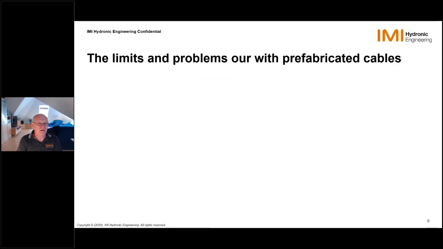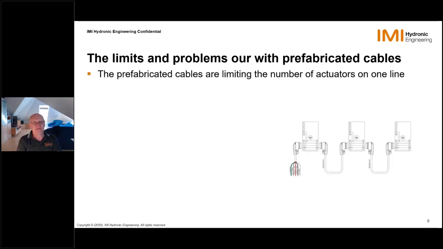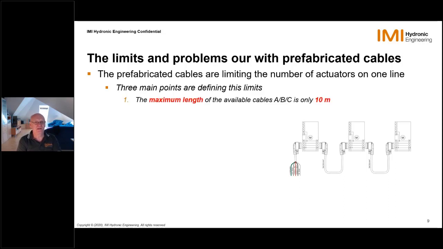But now we have to think about the limits and some problems with these prefabricated cables. These cables are limiting the number of actuators on one line. There are three main points which are defining these limits. The first one is the maximum length of the cable. They are only 10 meters long.